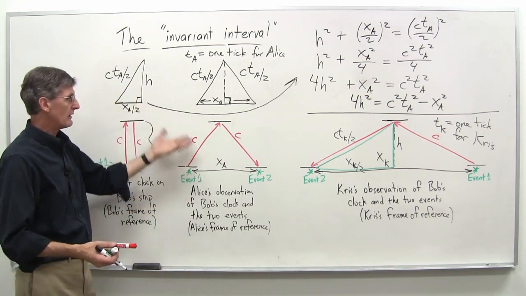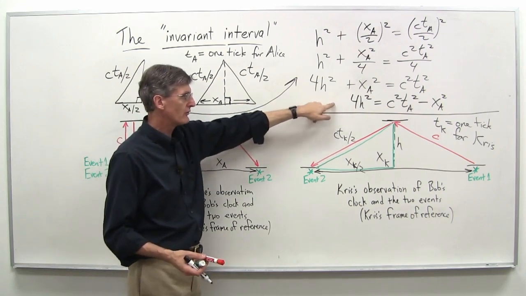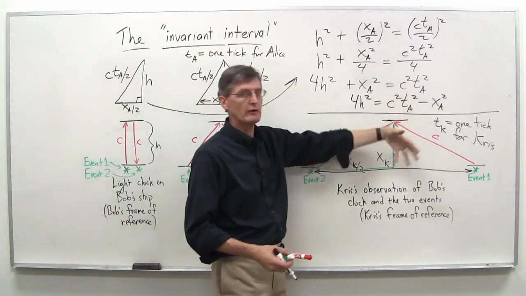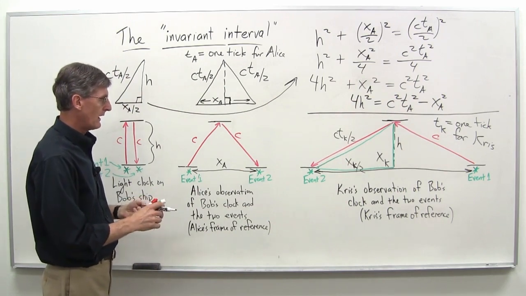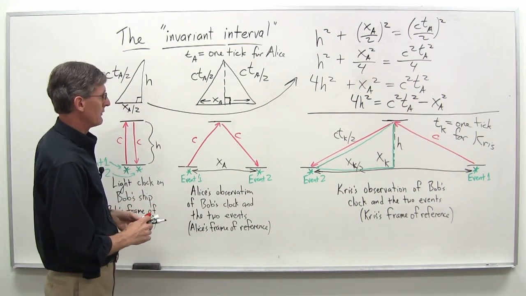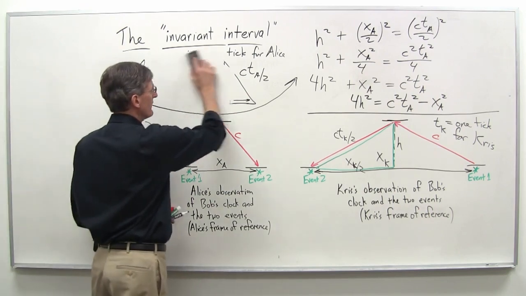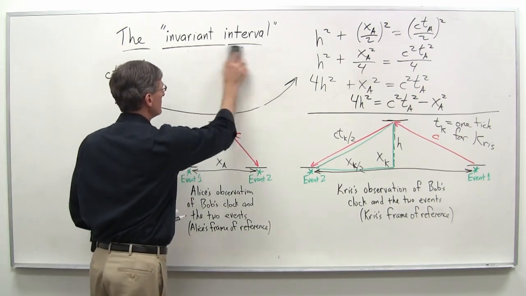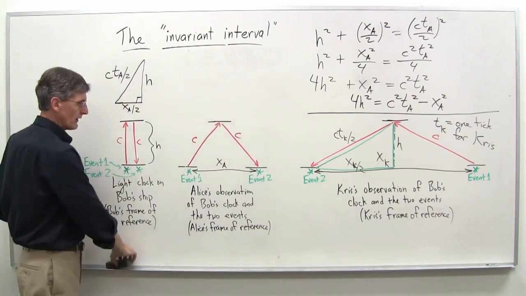We could do the exact same analysis, draw the little triangle, do the Pythagorean theorem. We get the exact same result, except instead of TA and XA, we'd have T sub K and X sub K. Okay, so here, I think we can get rid of this now. We'll leave Alice's triangle up for a minute.